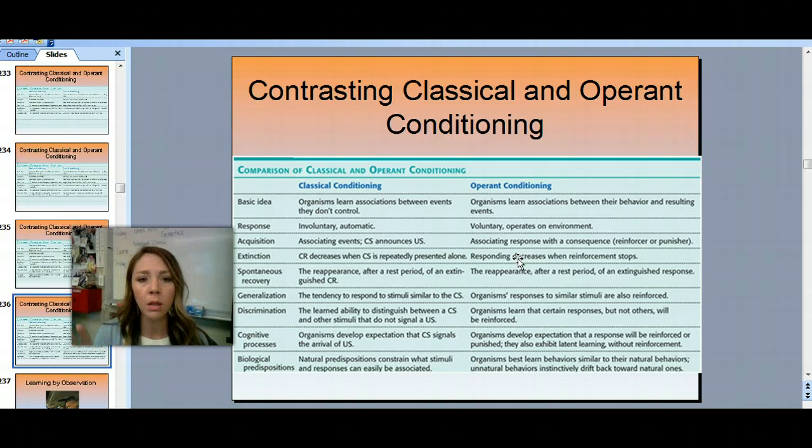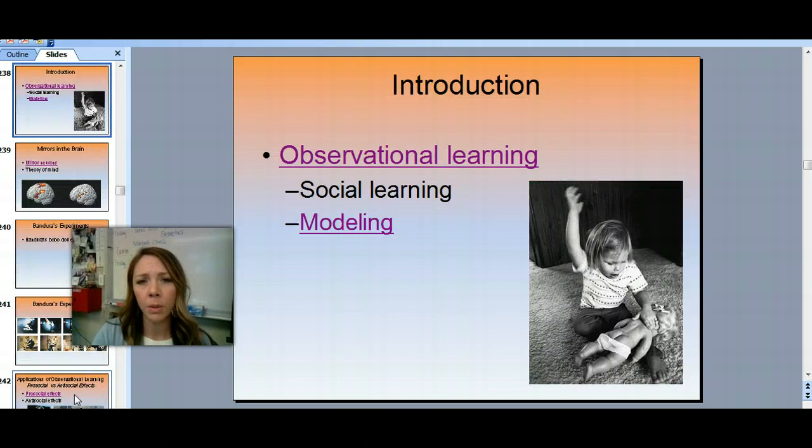Last one, on learning by observation. Remember, you need to know Bandura. Remember, this means I can watch my brother be punished for something and I actually don't get punished, but I learn the behavior, right? Ooh, if I do that, I get spanked. I'm probably not going to do that. So I was never rewarded or punished, but I watched someone be rewarded or punished, right? So this is called social learning or modeling.